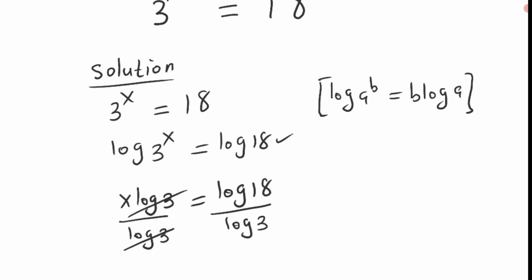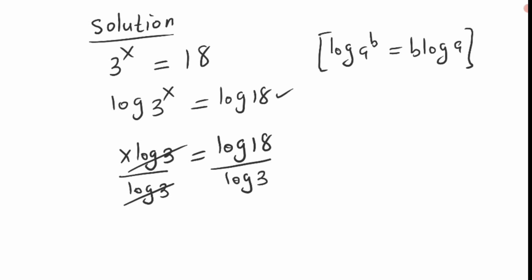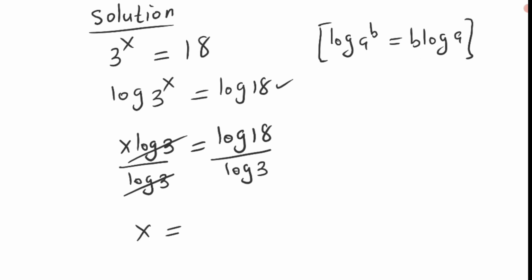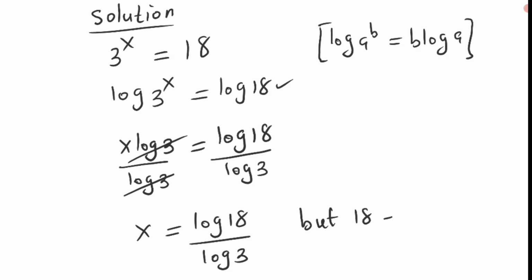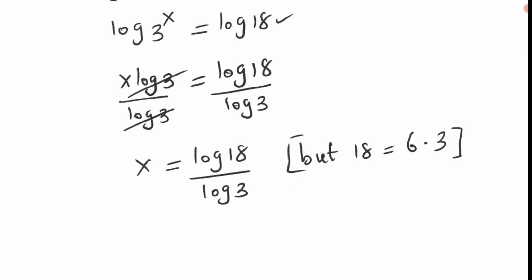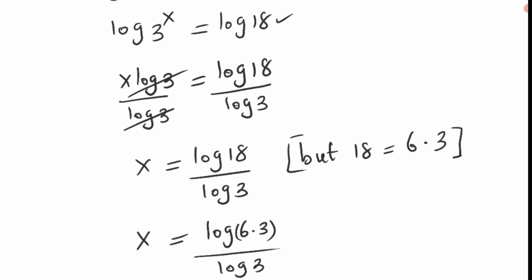This log 3 cancels this log 3. S is equal to log 18 divided by log 3. But 18 is equal to 6 multiplied by 3. S is equal to log 6 multiplied by 3 over log 3.